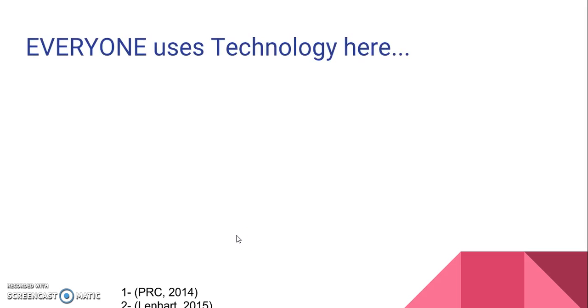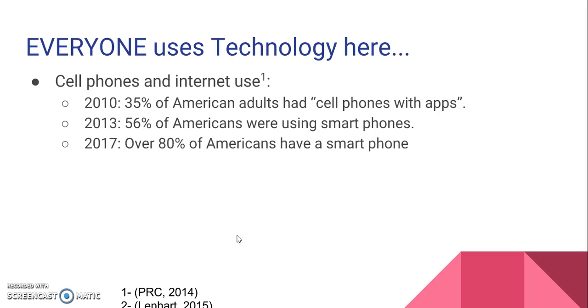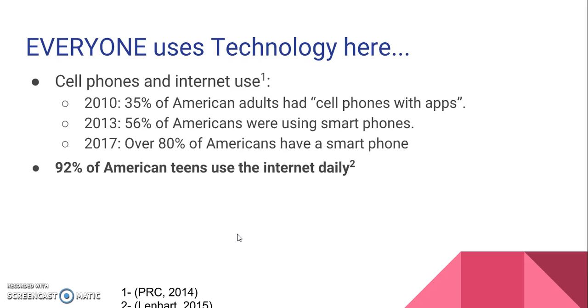We know that everyone uses technology here at Magruder. But did you know that just 7 years ago, only 35% of American adults had cell phones with apps? And that over the course of 3 years, that percentage almost doubled, so that now over 80% of Americans have a smartphone and use one? 92% of American teens use the internet daily.